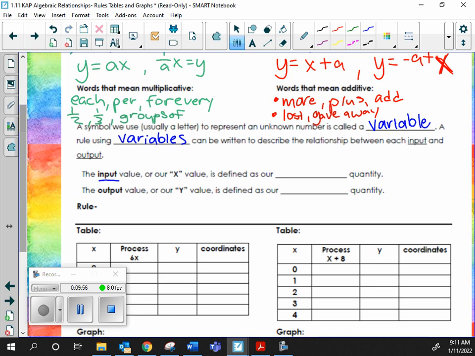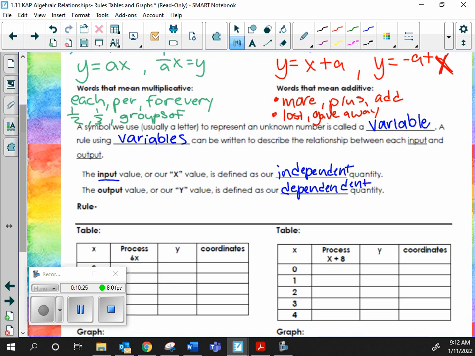Okay, so your input value is your input. I always think of input as your independent quantity. The I for input, independent, that's how I remember it. And then your output, whatever comes out of the machine, relies on what you put into it, okay? Your Y is your dependent quantity.